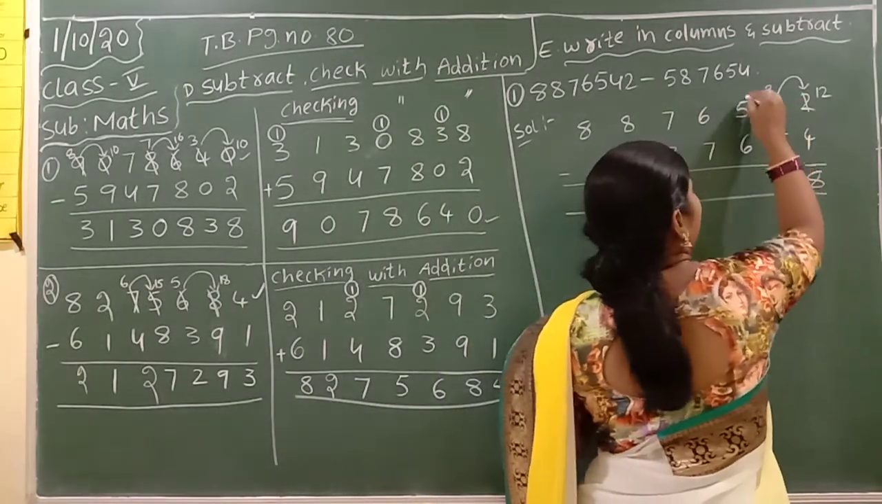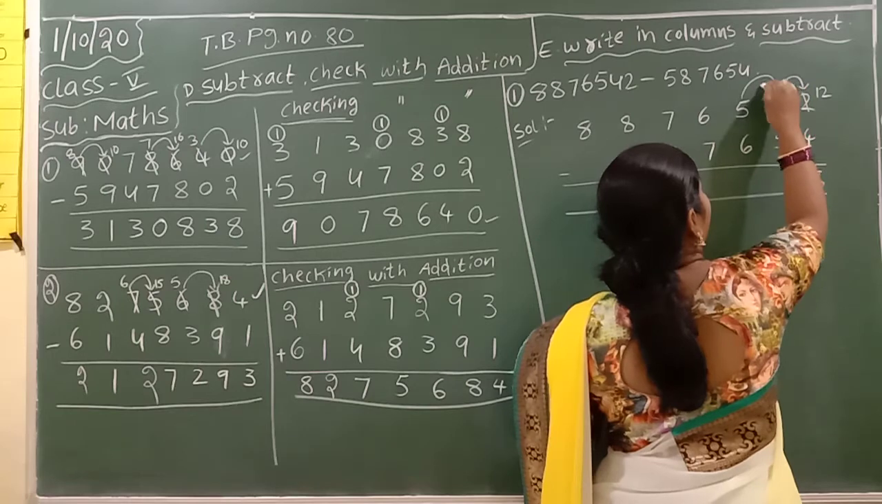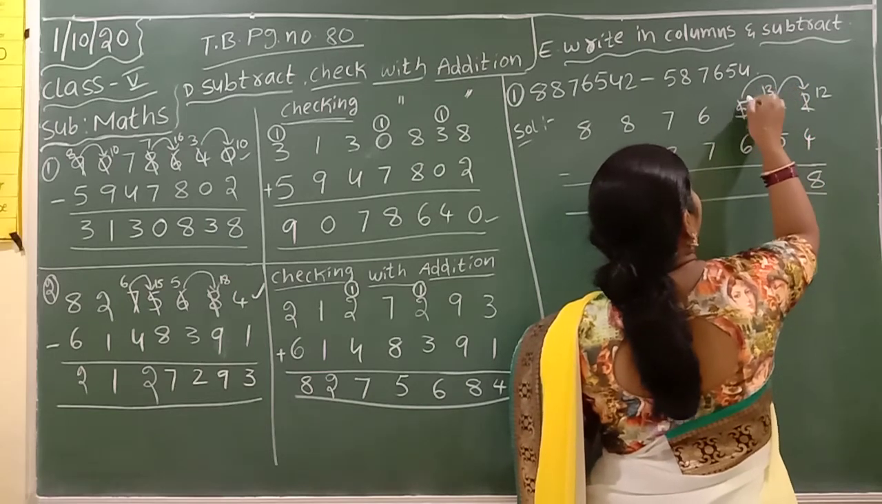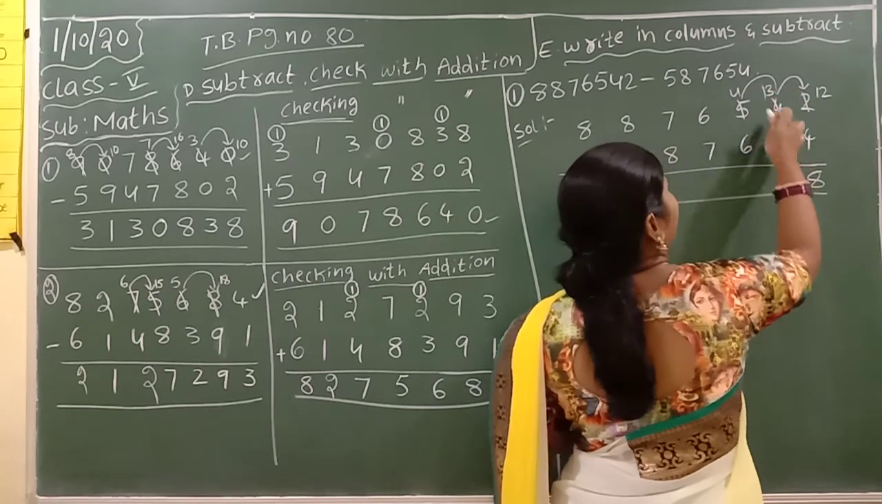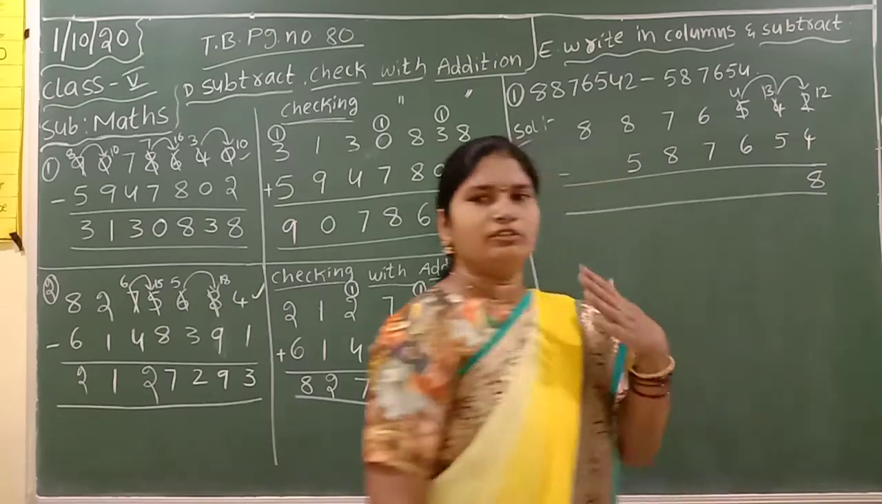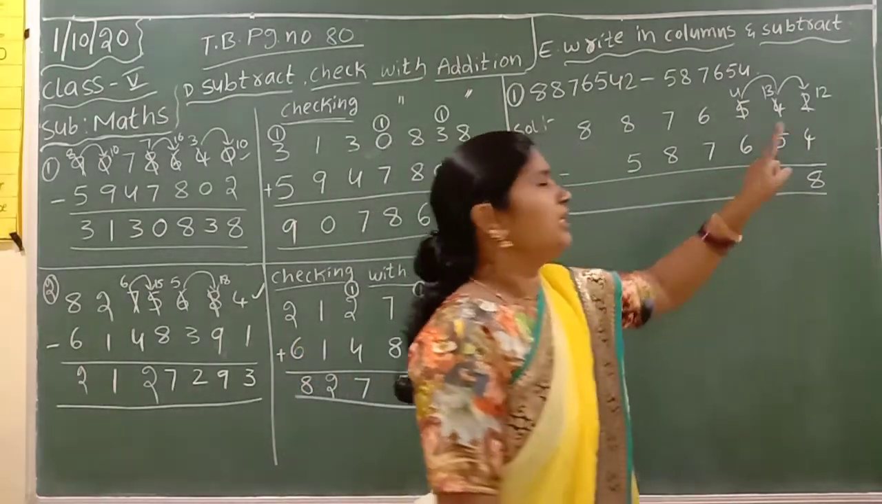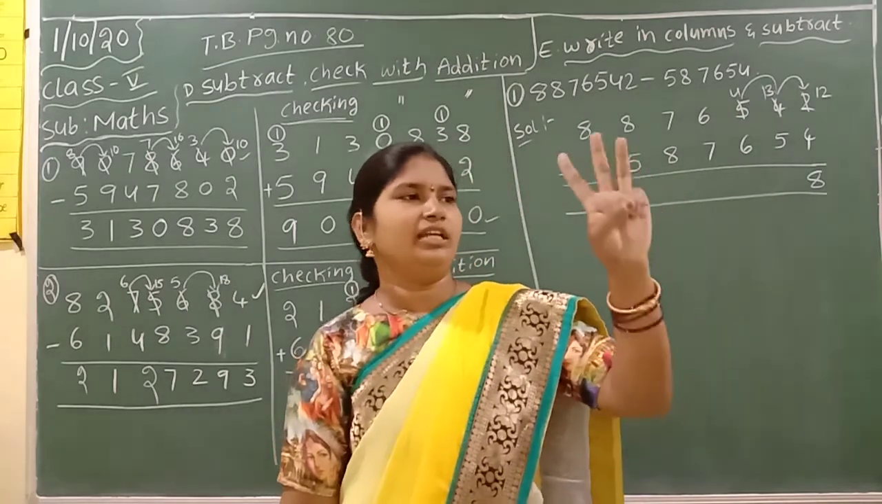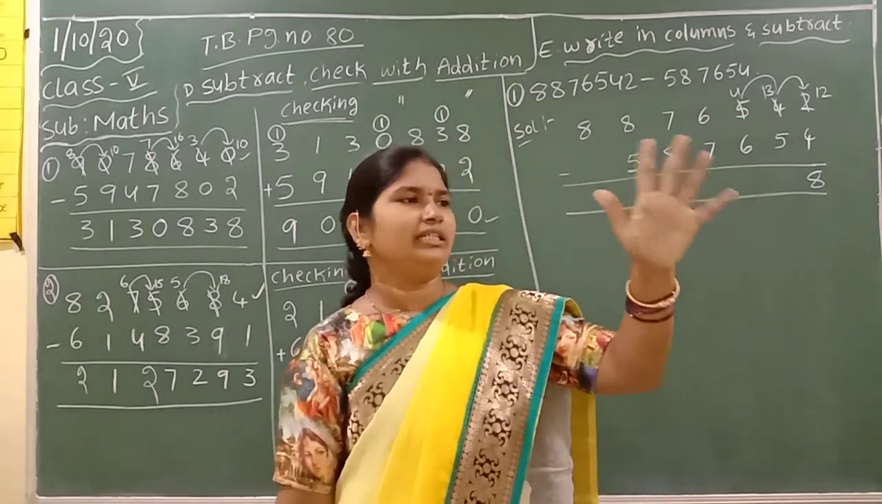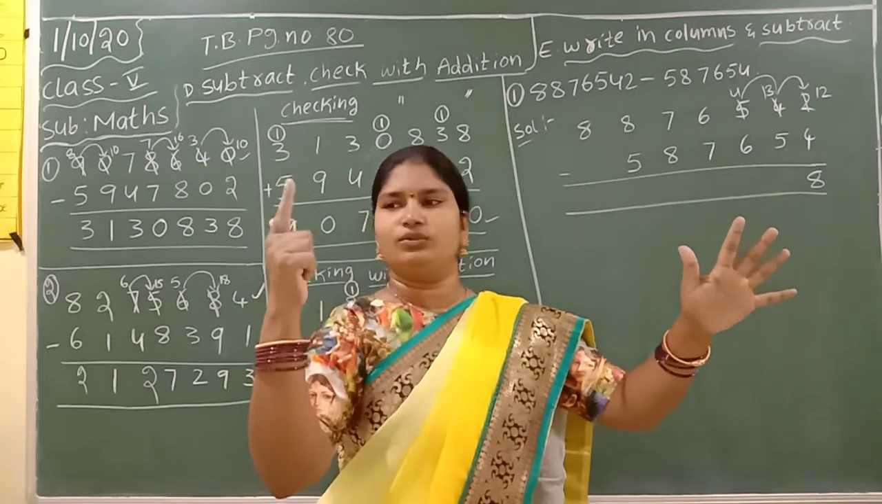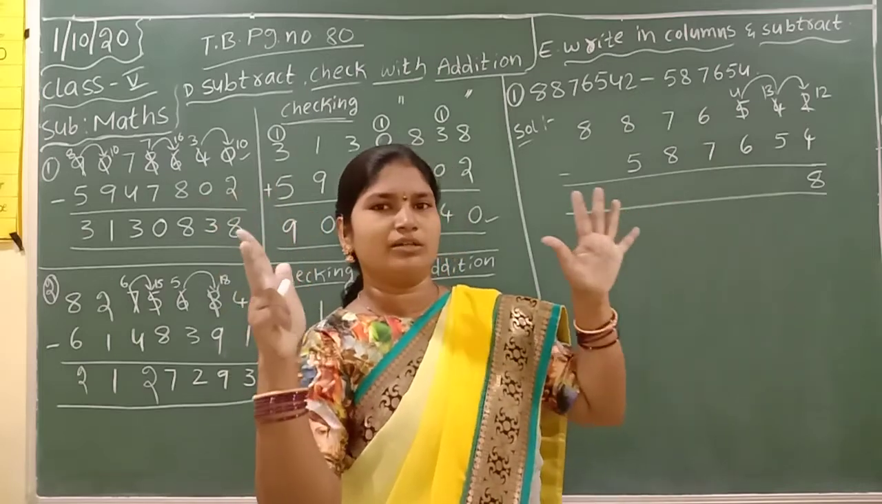3 minus 5 also not possible. Again take borrow, means here 13, here 4. 13 minus 5: 5 after 2, count up to 13. 5 after 6, 7, 8, 9, 10, 11, 12, 13. Here also 8.